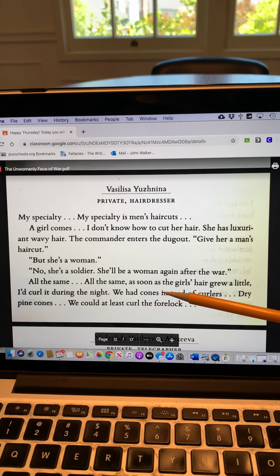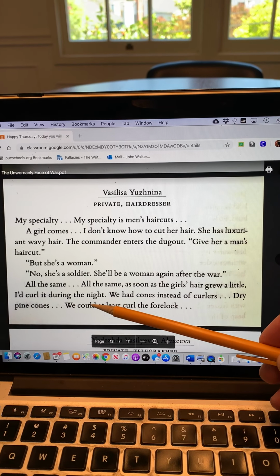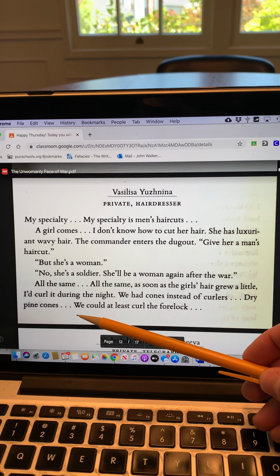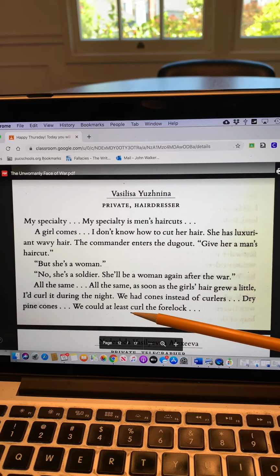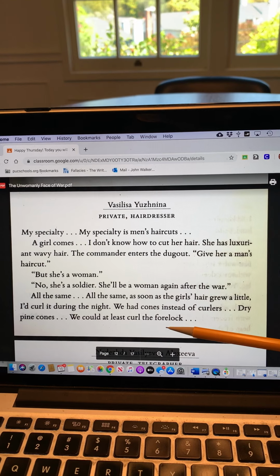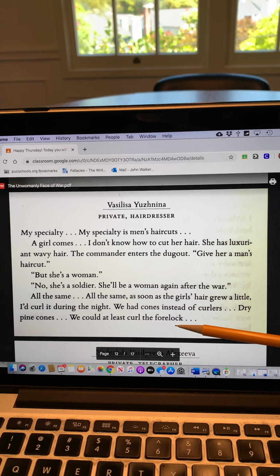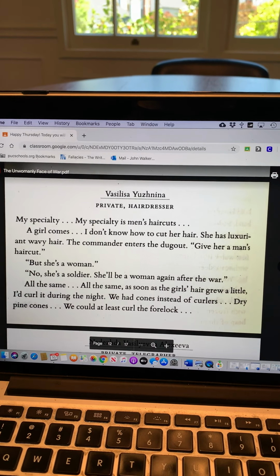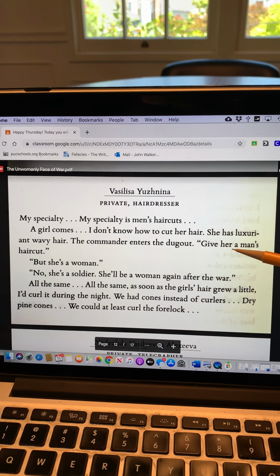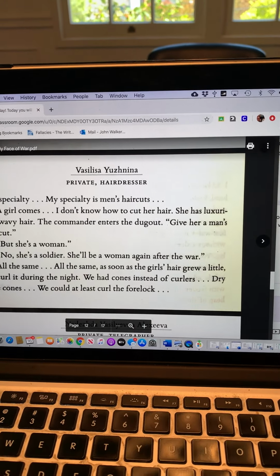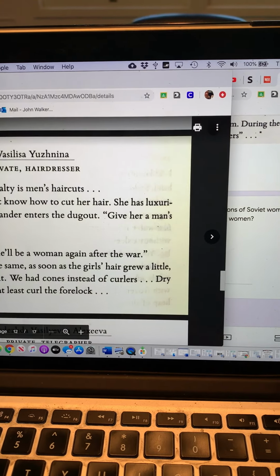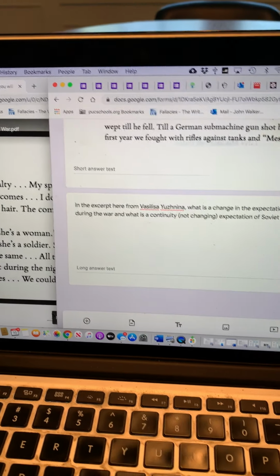At the same time, what's a continuity? Women are still caring for their hair at night. They're using curlers. They're being very ingenious. They're using pine cones to curl them. They're out in the middle of nowhere in battle, and they want to make sure that they still have that feeling of humanity, that they're still women among the death and the inhumanity of warfare. And so in your answer, you're going to give what is a change in the expectation of women based on this excerpt, and what is a continuity, what stays the same.